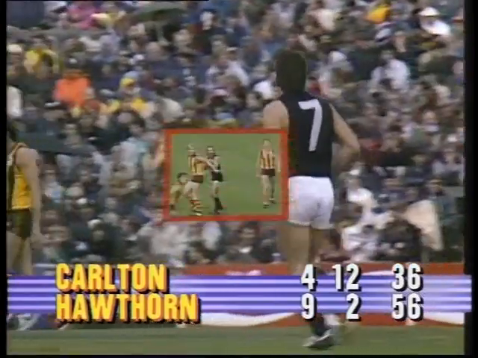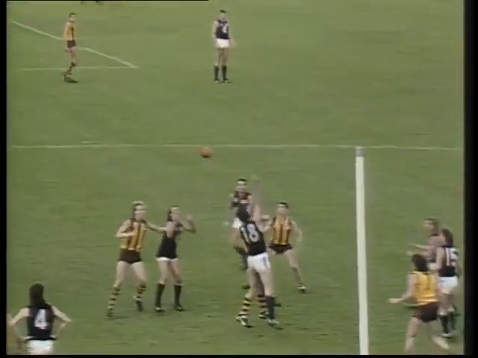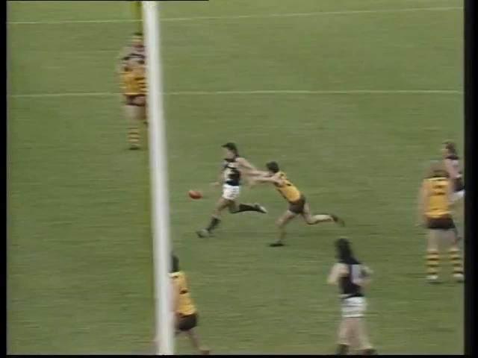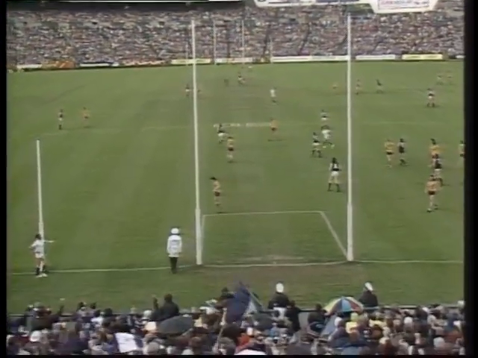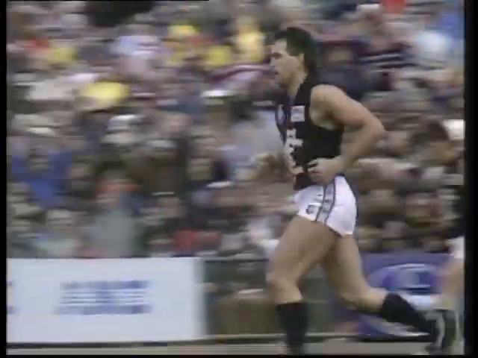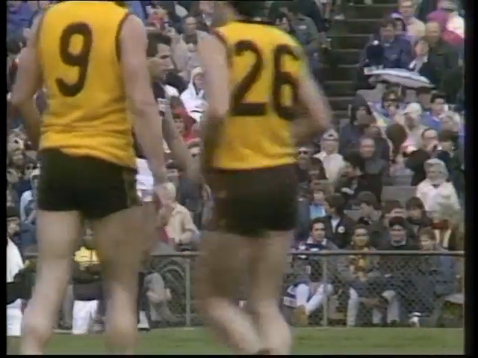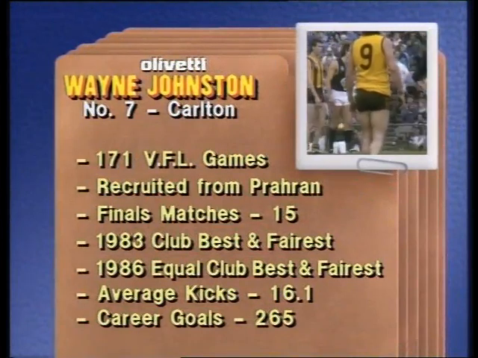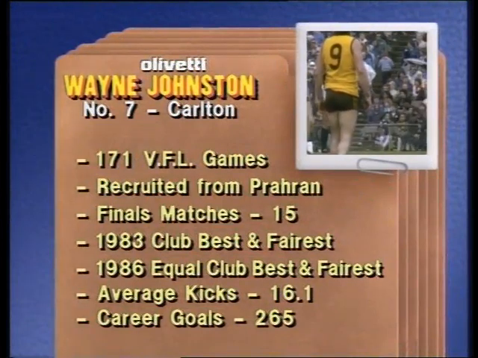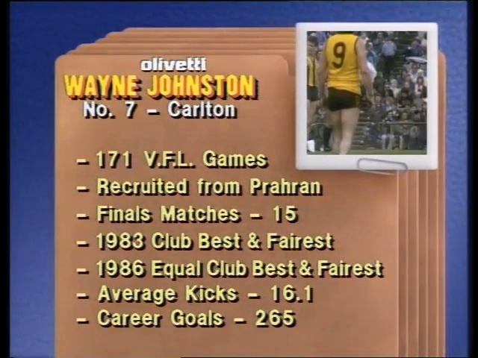36 plays 56, 20 points the difference. Have a look at this in replay. Sartori, a magnificent hit out to Johnston, who on the right foot, and he is a great competitor, Wayne Johnston. What a top goal that was, and brilliant play by Sartori, brilliant ruck work. Wayne Johnston, originally recruited from Paran, has had a fine 171 games with Carlton.